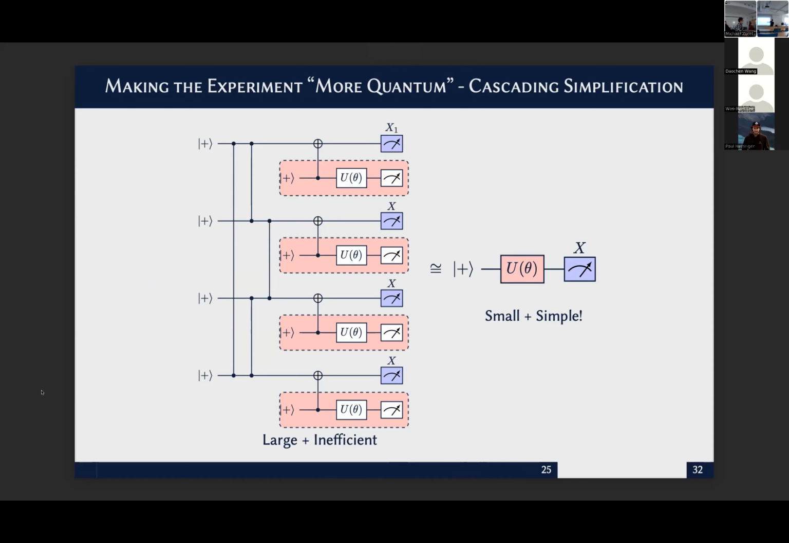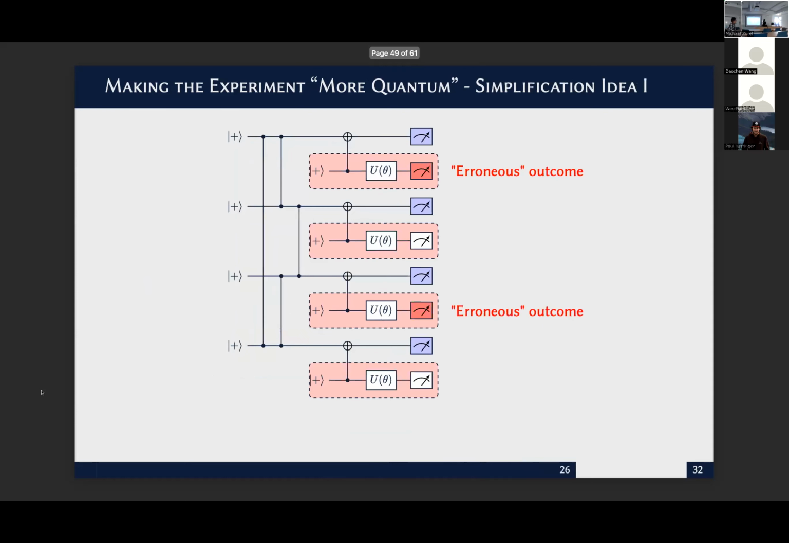So how does this seemingly relatively gigantic circuit reduce to this very simple form? While I won't go through the full derivation, I can give 2 of the ideas that go into this simplification. The first is going to address this issue of erroneous measurement outcomes on the ancilla qubits. So it might seem that, say, if I have these 2 erroneous outcomes here, I've now prepared the wrong state and this entire experiment shot has to be thrown out.